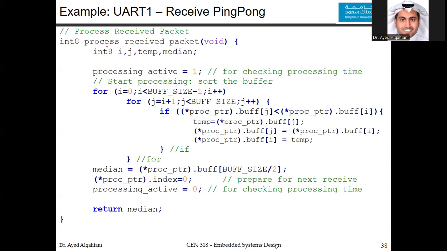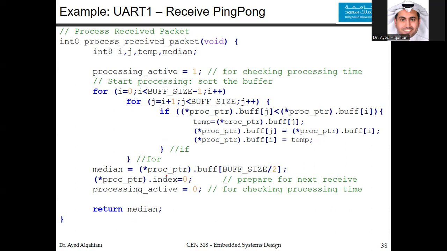So here what we did, we have the two nested for loops with a condition and then a swap. So what you are doing here is actually sorting the values in the buffer. Remember, we already did the ping pong in the ISR, so now we do the processing. Once it is sorted, you pick up the median by this simple method. You go to the buffer and you find the median value by the buffer size divided by 2 to pick up the median.